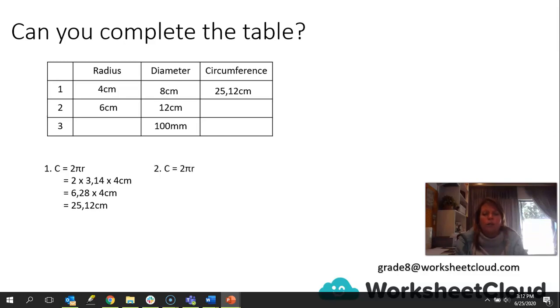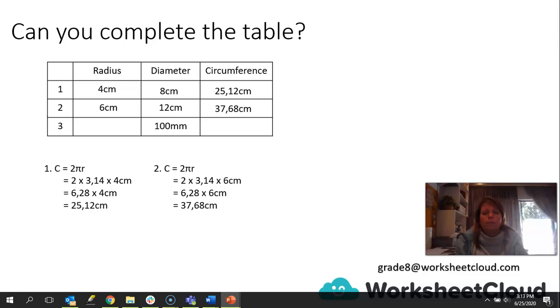We know that circumference is equal to 2 pi r. We're going to substitute in. We know that pi is 3,14, so it's going to be 2 times 3,14 times our 6 centimeters for our radius. And we're going to multiply that out. We're going to get 6,28 times 6 centimeters, and that is going to give me 37,68 centimeters, and we can pop that into the table.